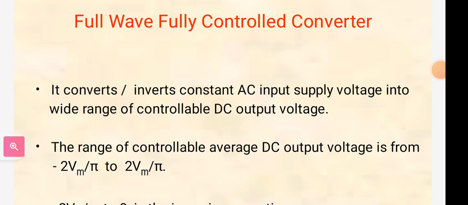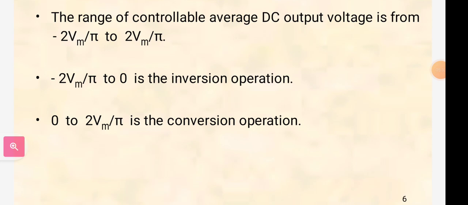In the fully controlled converter, it converts or inverts constant AC input supply voltage into a wide range of controlled DC output voltage. The range of controllable average DC output voltage is from minus 2Vm by pi to 2Vm by pi. We will discuss this clearly in the waveform. Minus 2Vm by pi to 0 is the inversion operation, and 0 to 2Vm by pi is the conversion operation.